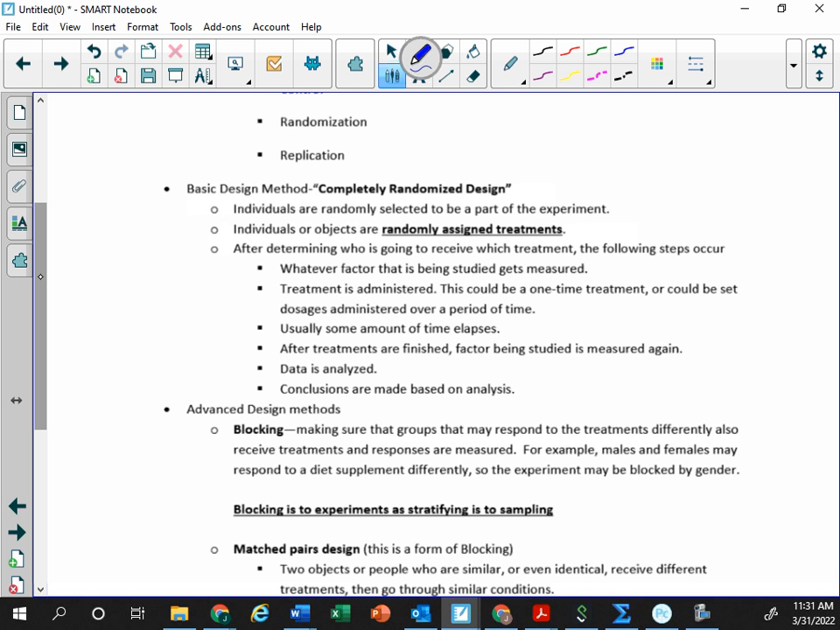A more advanced way to design it is by blocking. And that is if you have two groups with certain characteristics that it makes sense to separate them out. You might separate by age group. You might separate men and women. There's different ways and reasons that you'd want to have blocking in your experiment. It's very similar to stratifying when we sample. Like, you put people in groups for a reason. It's the same idea here. So blocking is to experiments, as stratifying is to sampling, okay?